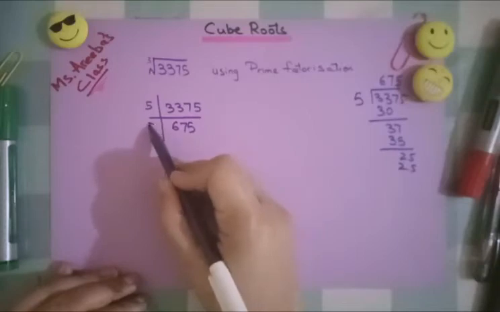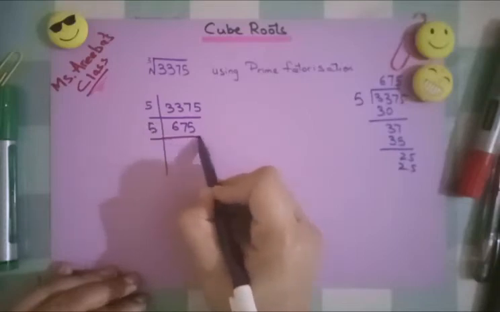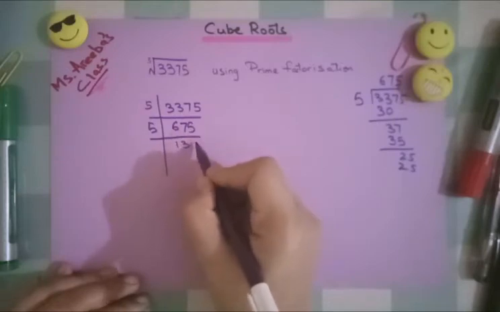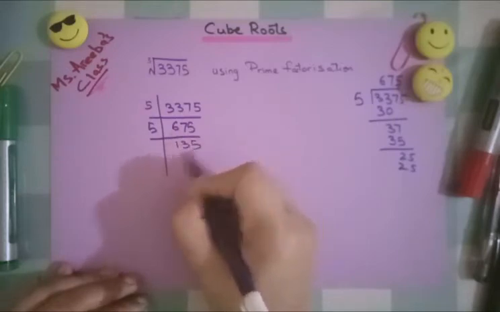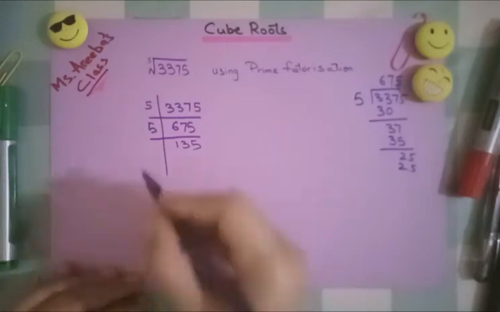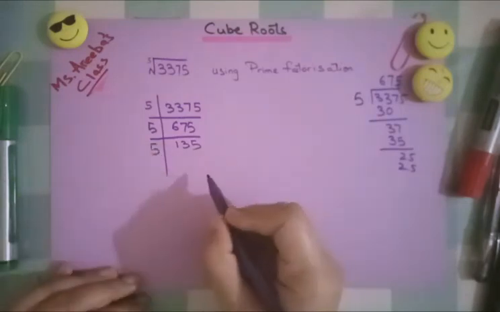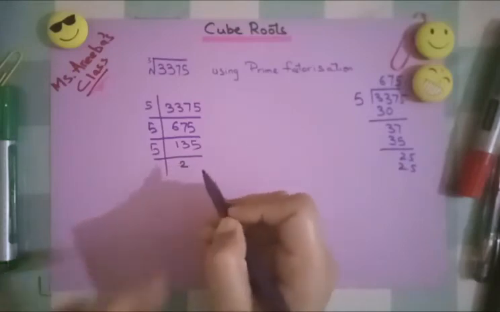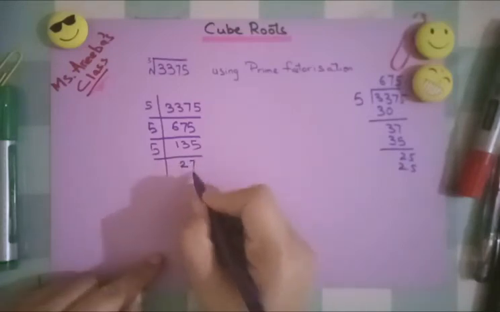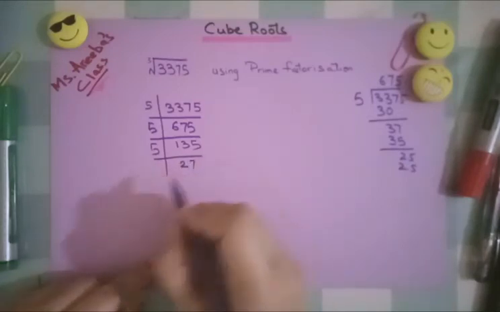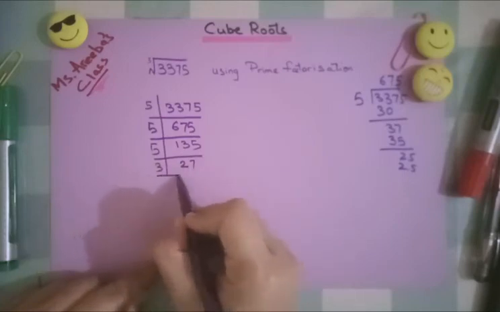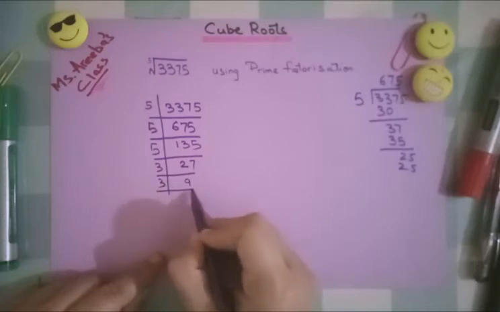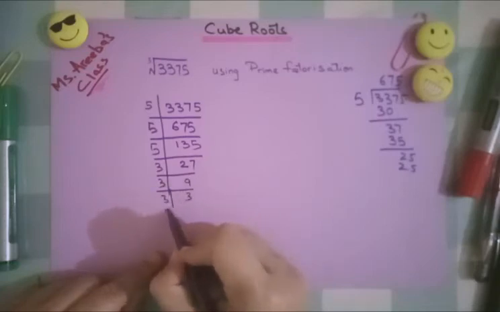Again 675, I am going to divide it by 5. 5 1s are 5, and then 5 3s are 15, and then 5 5s are 25. Now again it's coming a multiple of 5, so I will divide it by 5, and 5 2s are 10, and then 5 7s are 35. 27 is divisible by 3. 3 9s are 27. Then 3 3s are 9 and 3 1s are 3.